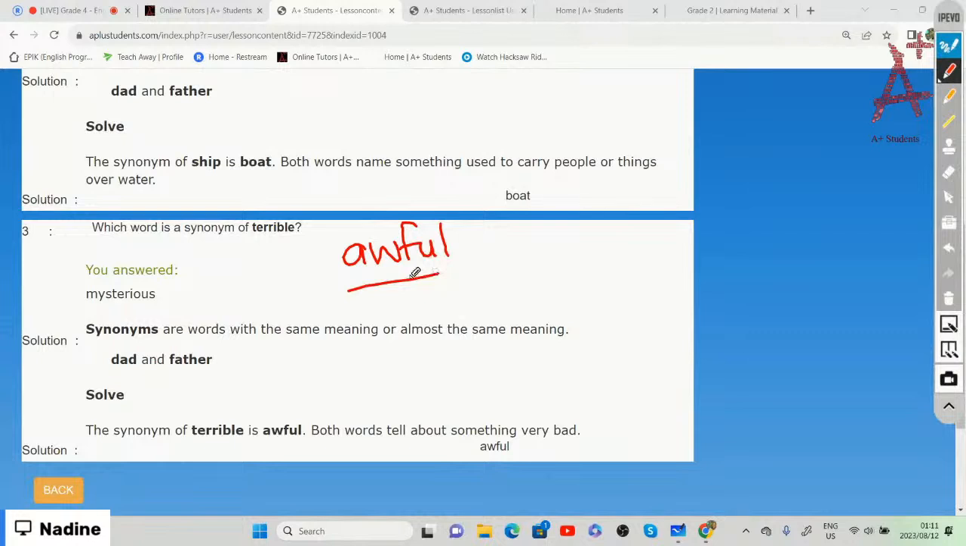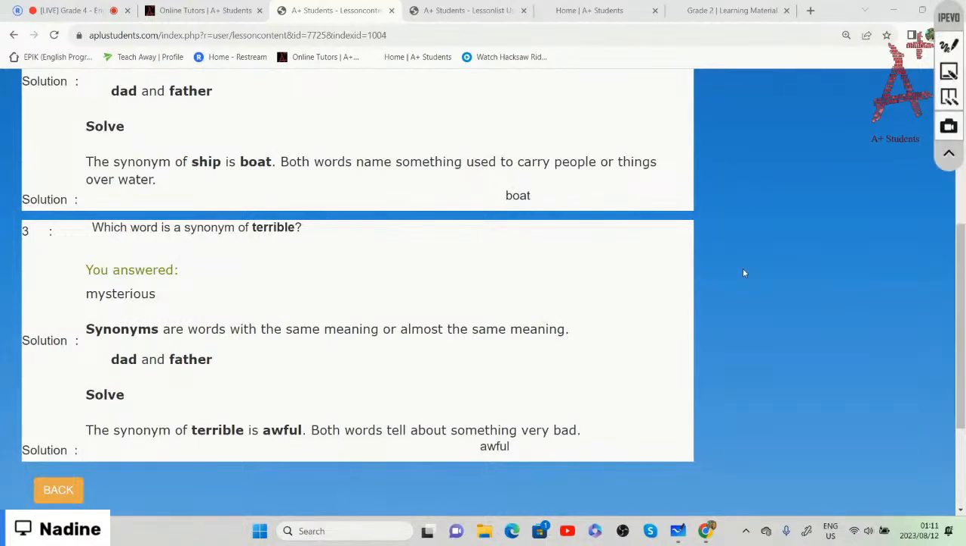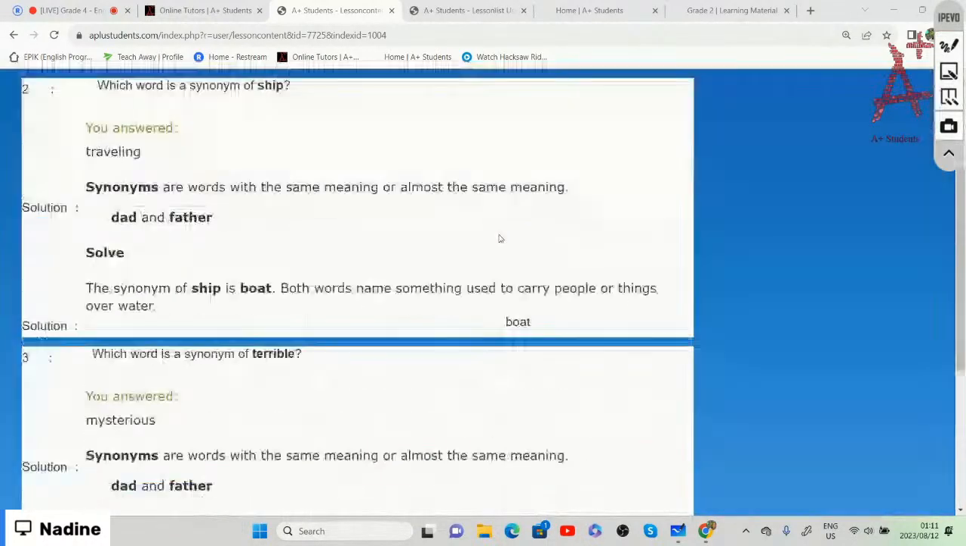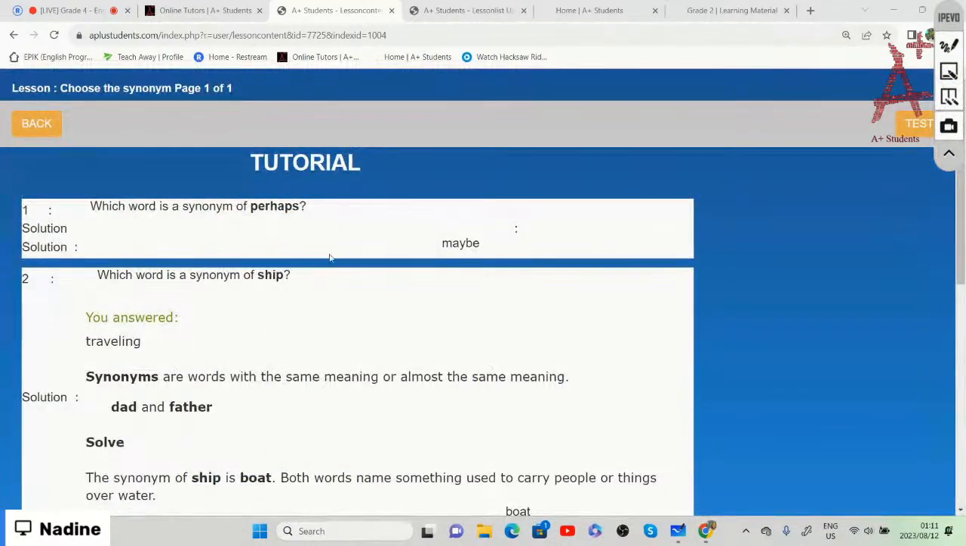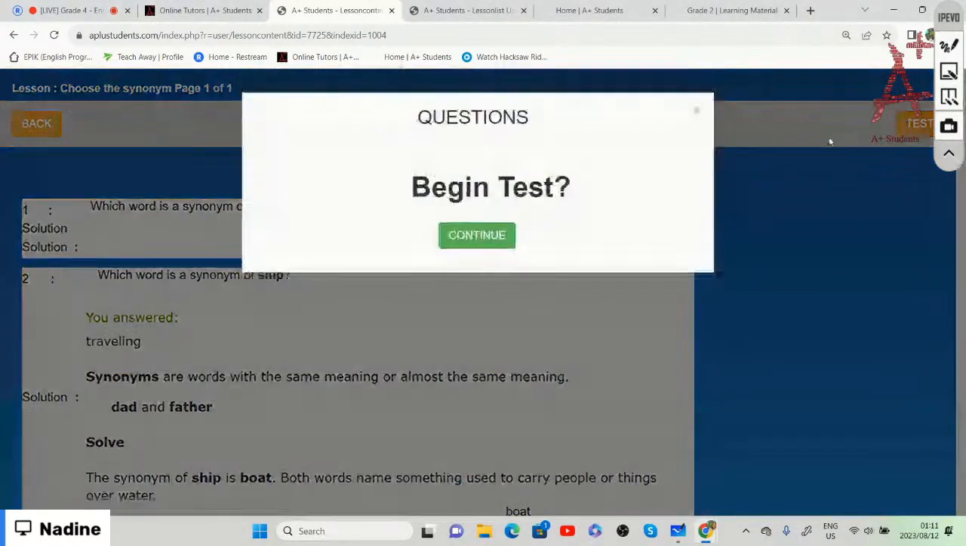Both words tell us that something is very bad. Something is awful, or we can say something is terrible, right? So these are synonyms. Let us go to our test.